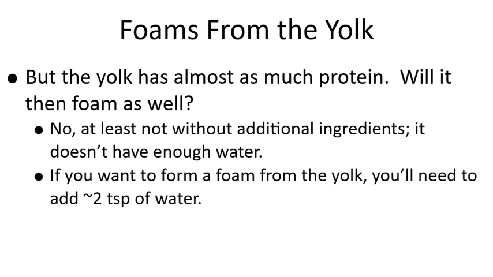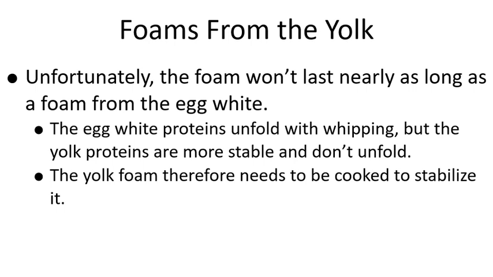The yolk doesn't have enough water to form a foam by itself. You can form a foam from the yolk, but you'll have to add about 2 teaspoons of water per yolk. However, the foam from the yolk won't last nearly as long as foam from the white. The egg white proteins unfold with whipping, but the yolk proteins are more stable with regards to physical agitation, and so they don't unfold. So the yolk foam will have to be cooked to stabilize it. Furthermore, the added fats that come with the yolk mean that the proteins will be fighting for space at the air-liquid interface. As we saw earlier, this means that the foam will be weaker still.